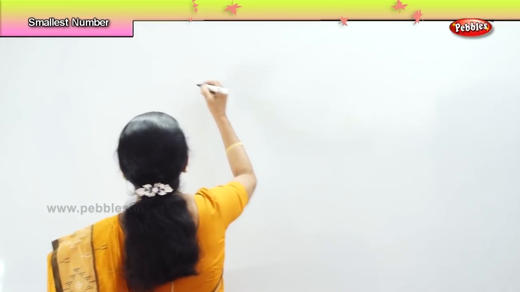Now, if it is 10 and 21 and 36 and 47, definitely 10. Number 10 is the smallest. Now I'm going to give you an exercise for us to identify the smallest number. Okay? So we are going to do an exercise.